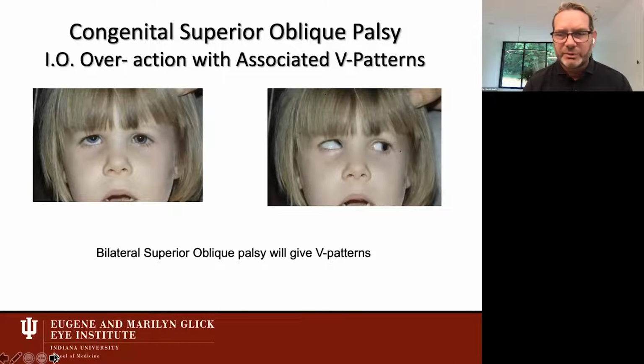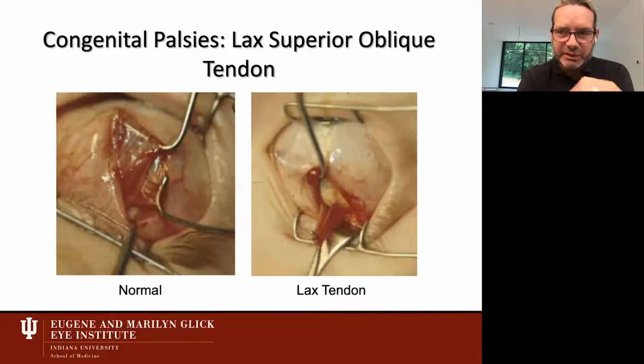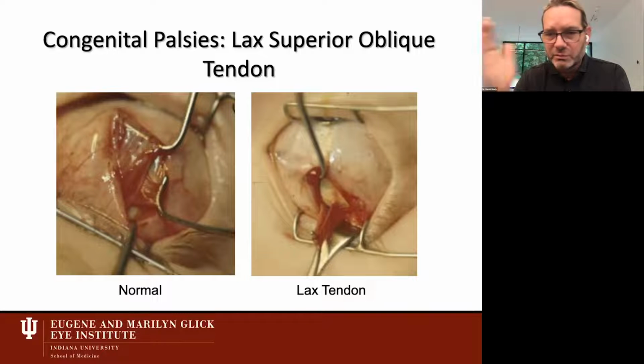V patterns, superior oblique palsies with V patterns. You get these big upshoots bilaterally, and a lot of times if you do a traction test, you say, oh my gosh, that superior oblique, I can barely feel it. It's so lax. Here's an example comparing a normal superior oblique tendon versus a lax superior oblique tendon. You see this with congenital superior oblique palsies typically, and it can be unilateral or bilateral.